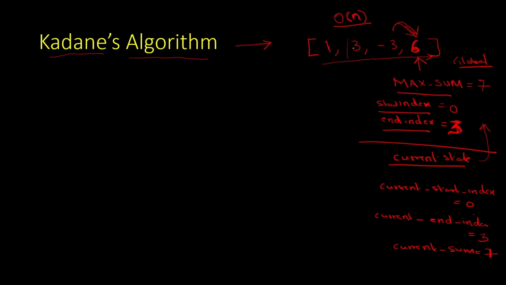For example, if I am taking only these 3, this will get cancelled, and I will get only 6, not 7. If I'm only taking these 3, I'm only getting 4. If I'm only taking 6, it's 6. So our algorithm has found the solution.